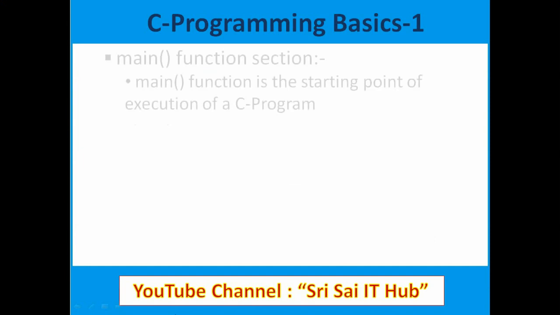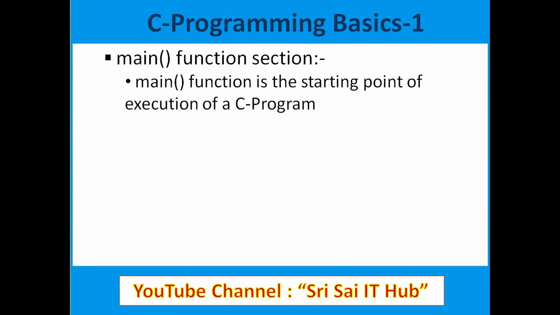Right. So the next basic topic we are going to discuss in C programming is the main function. So we write the main function generally as void main, followed by open curly brace, close curly brace. So what is this main function? Main function provides the starting point of execution of a C program. Your program execution starts with the main function whenever you run the program.